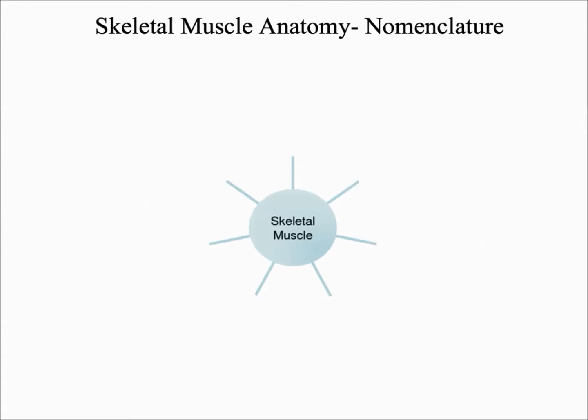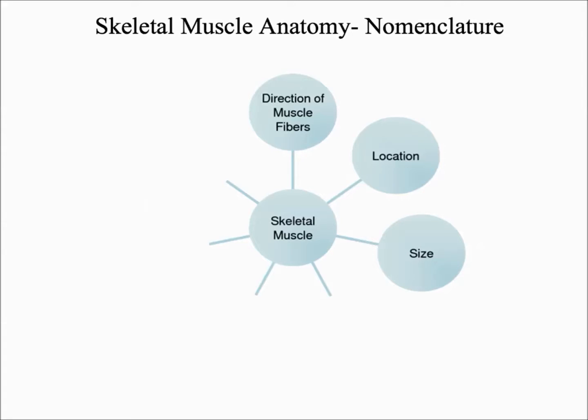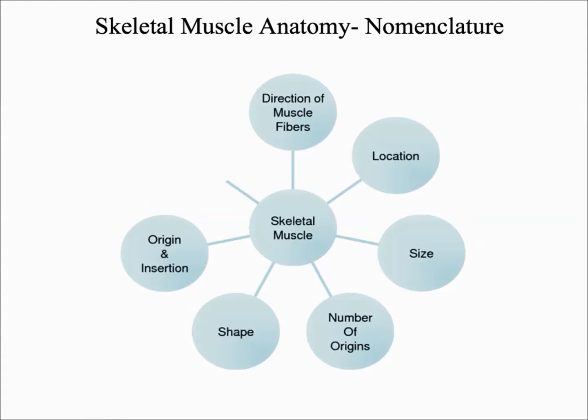Nomenclature is a naming system, and there are 7 different ways to name skeletal muscle, and any one of these ways can be used in combination. They don't have to be used individually. The first way is by the direction of the muscle fibers. The second way is by location. The third way, by size. The fourth way, by the number of origins. The fifth way, by shape. The sixth way, by origin and insertion. And the final way is by actions.